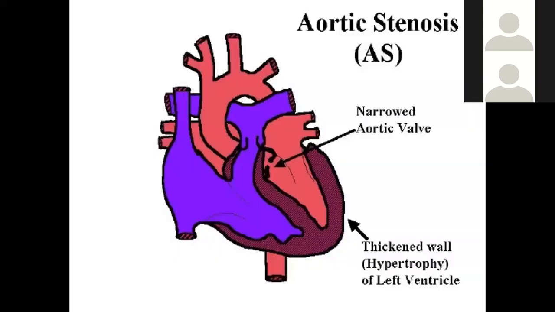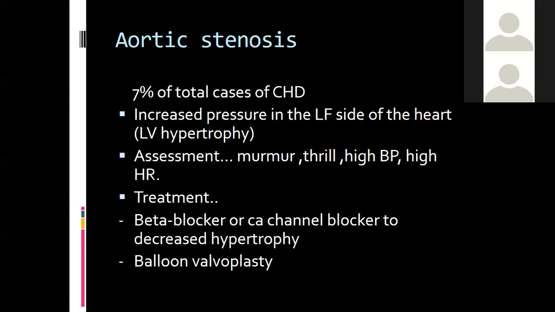Now this is also a case of aortic stenosis, and they are also showing increased pressure within the left side of the heart. They can also show left ventricular hypertrophy.